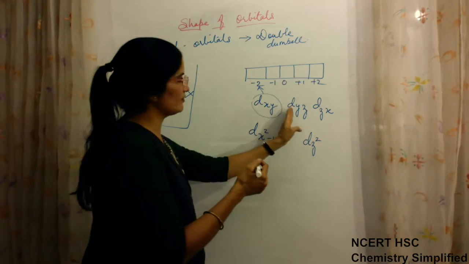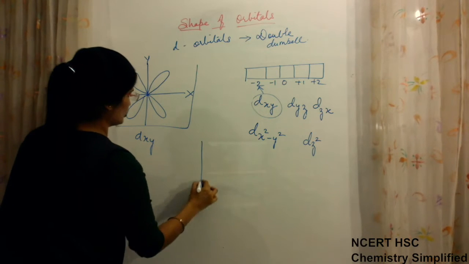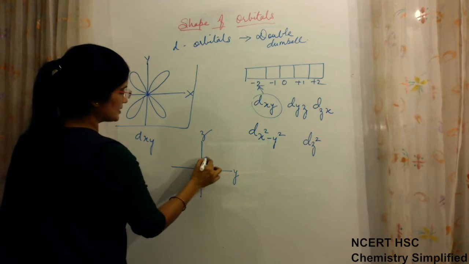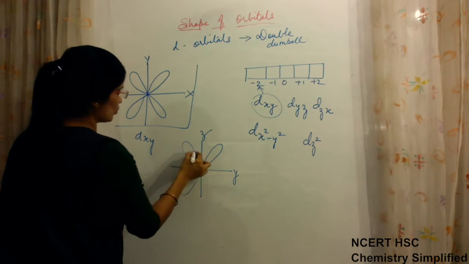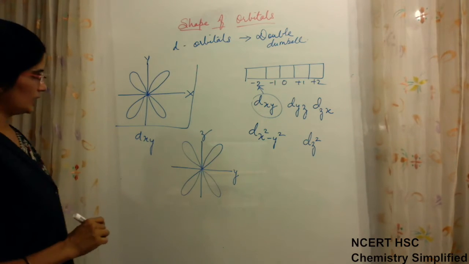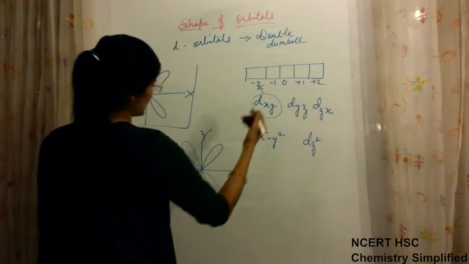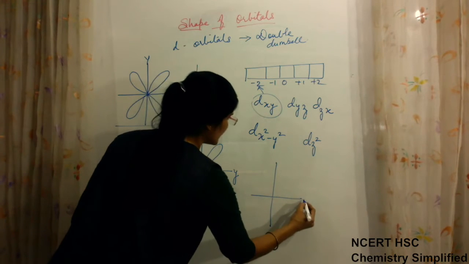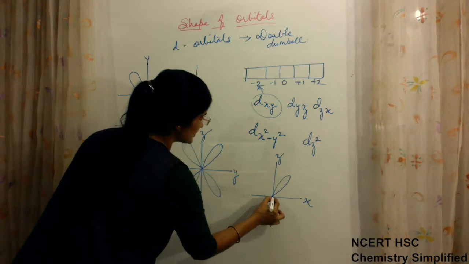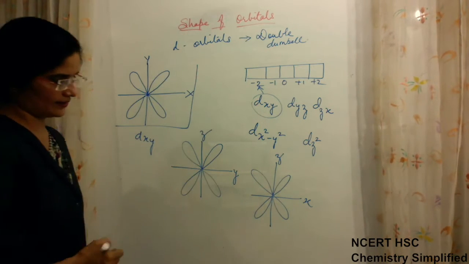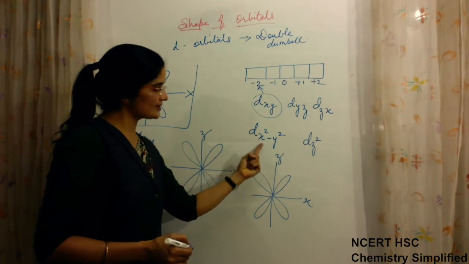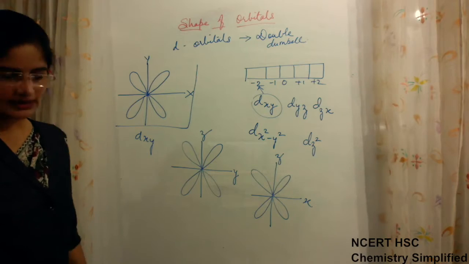If we have to make dyz, how will we draw it? This one is y, this one is z. Density is in between these lobes. This is dyz. If I have to draw dzx, then I will draw two axes. One of the axes is x, another is z, and the electron density is present between these two lobes. These are three. Now we have to come to dx square minus y square. How is this orbital made?